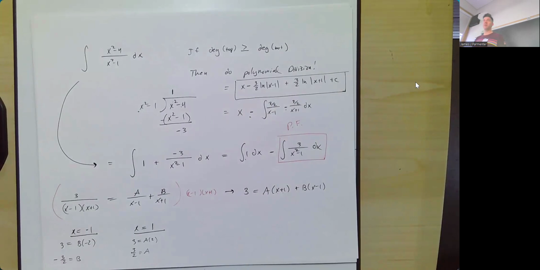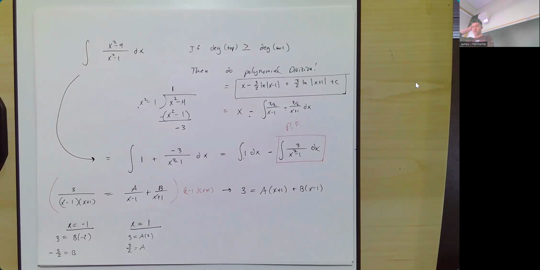So polynomial division first is required if your degree on top is larger than or equal to your degree on the bottom. And sorry, I wrote things in kind of the worst order possible.